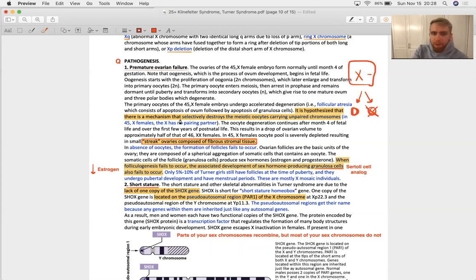So when that happens, your body's got a mechanism built in that just pops those oocytes through apoptosis. So resultantly, because of the single X genotype, you're going to see a drop of ovarian volume to approximately 1/2 that of 46XX females. And that manifests again grossly as the streak ovary.